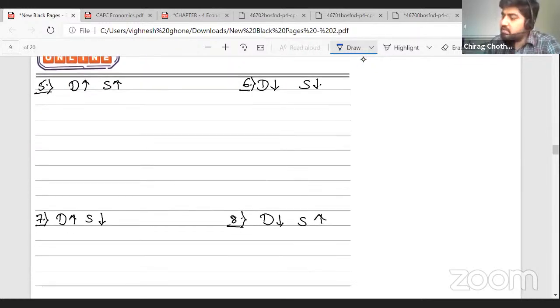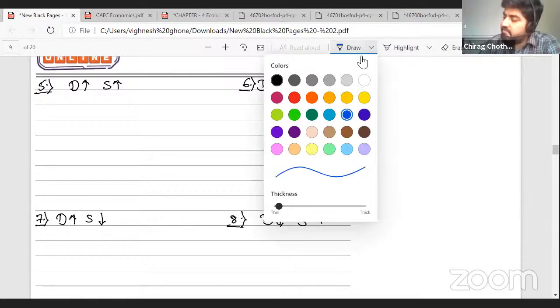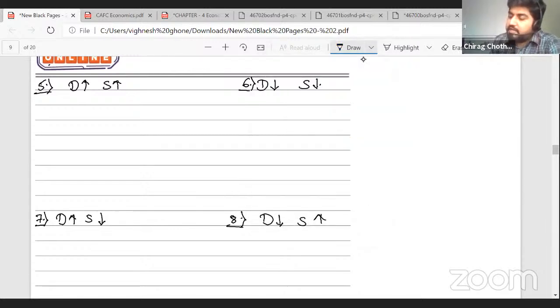Now things get a little critical. Be very attentive, because in the above four diagrams we have only changed one variable, either demand or supply. Now the time has come when both things will be changing. In the next four cases, students, there will be a change in demand and a change in supply, but the proportion of change in demand and the proportion of change in supply is going to be the same. Okay, so let's begin.